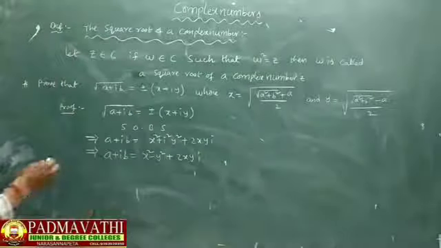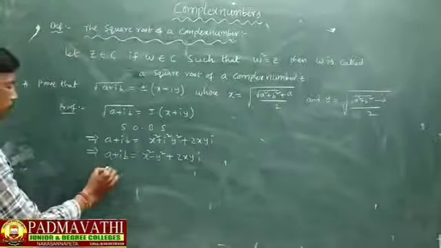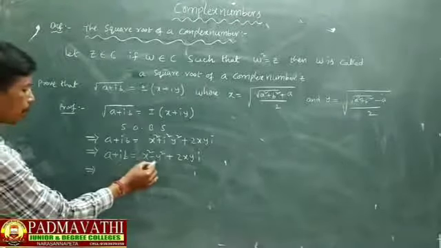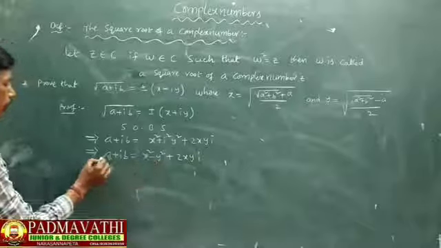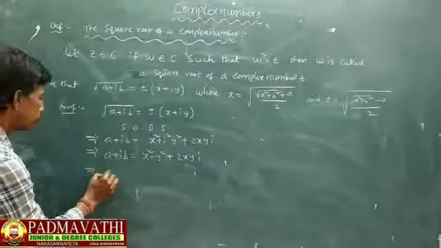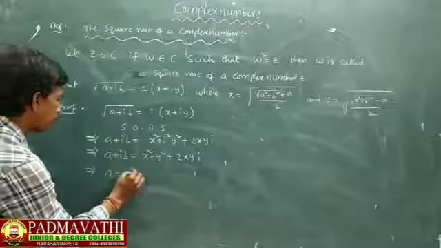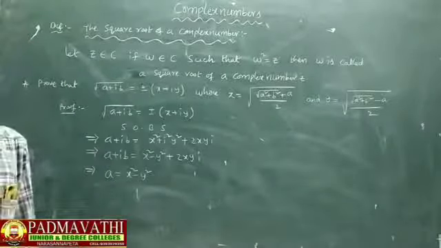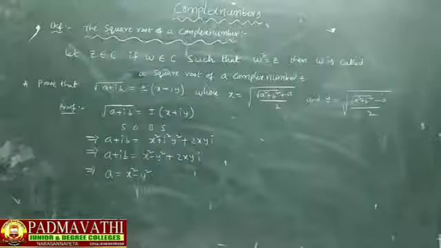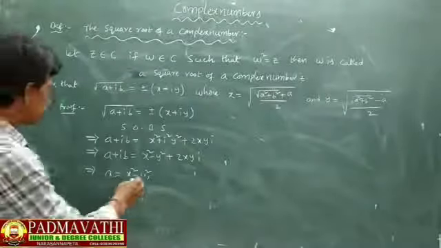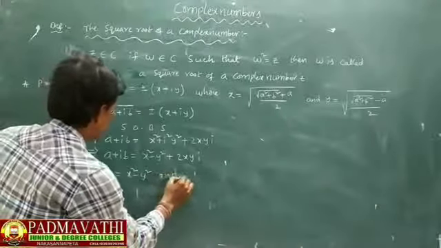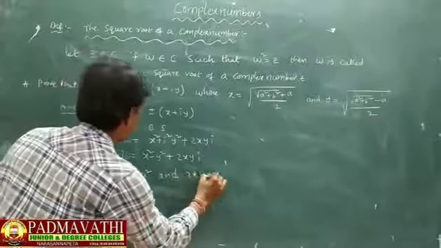Comparing the real part and the imaginary part, x square minus y square equals a, and 2xy equals b.